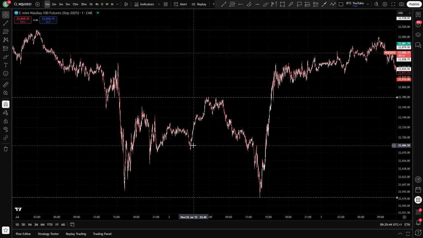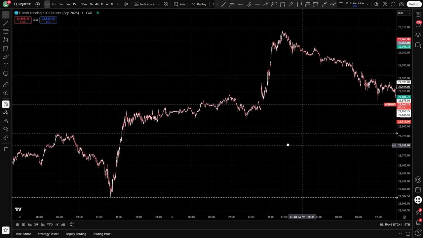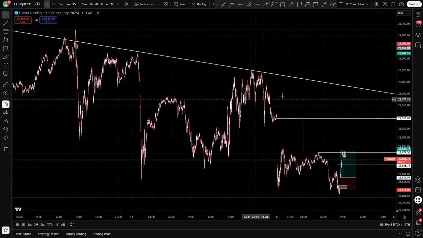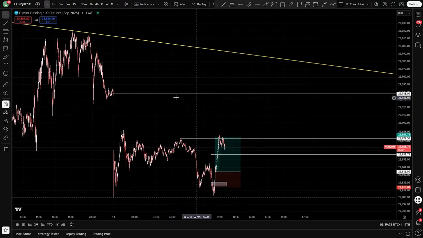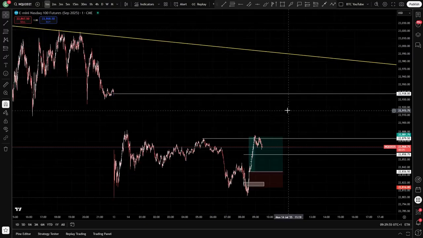Overall, this is a really good strategy for me. Very, very simple and just super, super reliable. I've been getting at least 1, maybe 2 trades a day with this on NQ and also on gold.